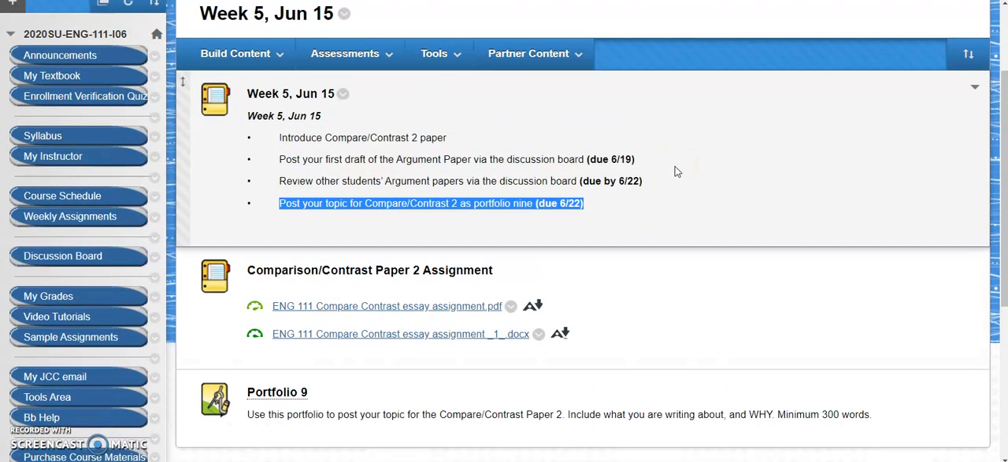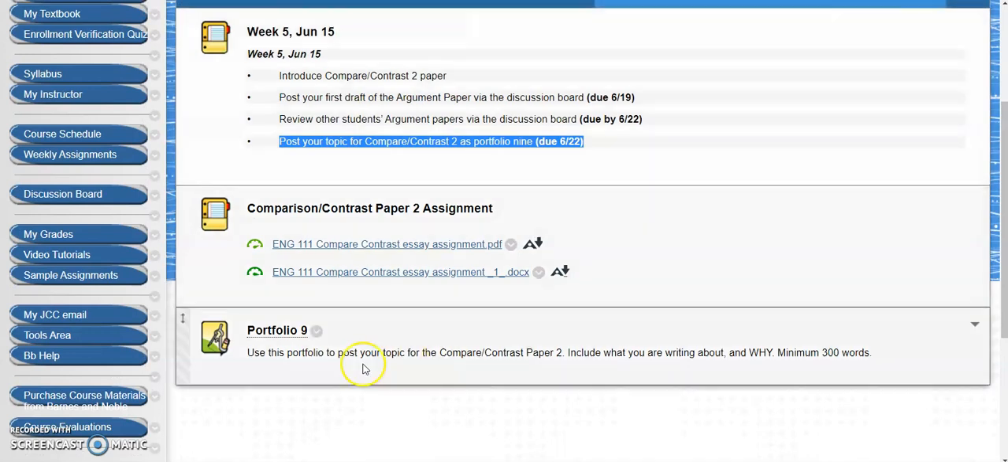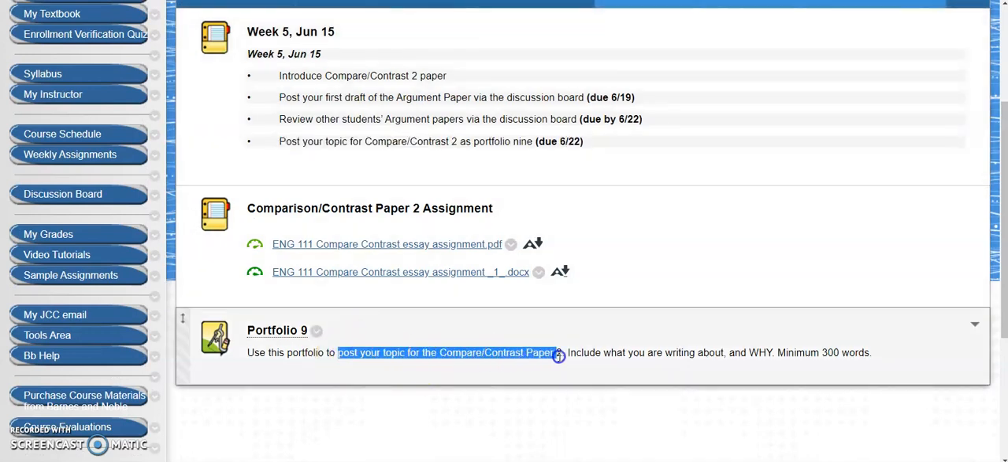Okay. So that's the final thing for this. For Portfolio 9, you're just going to talk about what your topic is for Compare Contrast 2 and include what you're writing about and why. And again, minimum 300 words.